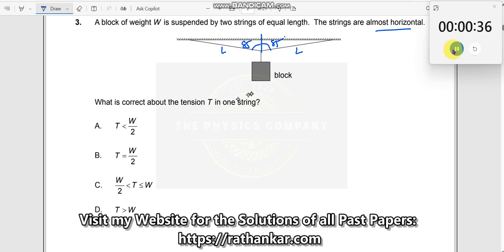Okay, what is correct about the tension T in the block? Where does the tension act here? This tension T acts like this. Two strings of equal length, which means what? The tensions are equal over here. Okay, which is the middle point over here.